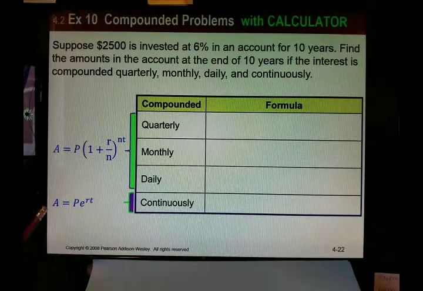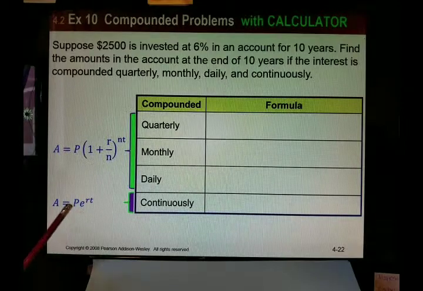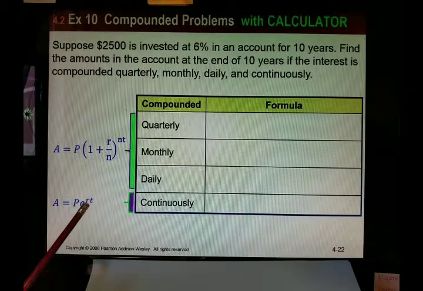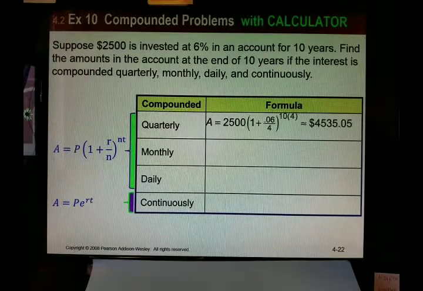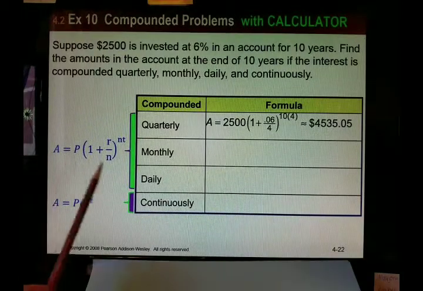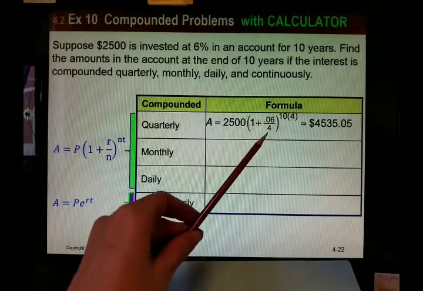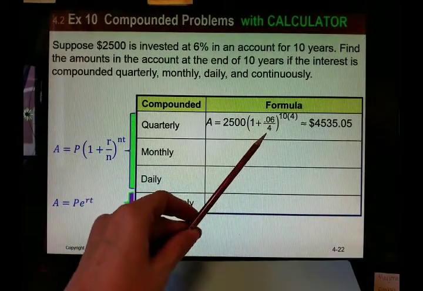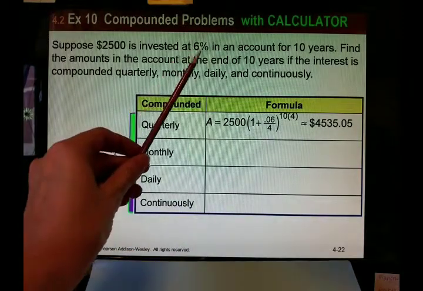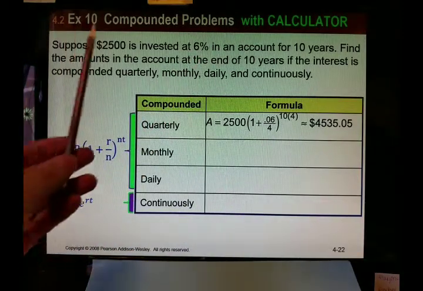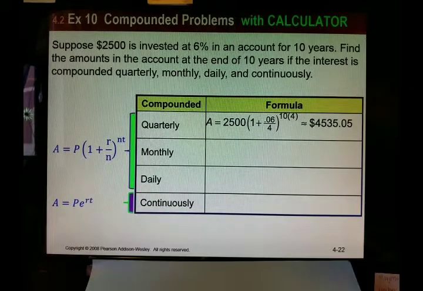Continuously, we will always use the formula A equals P e^(rt). That is the principal times e raised to the r times t, where r is the interest rate and t is the time in years. So quarterly would mean that it's been compounded 4 times a year. So notice there's a 4 here for the quarterly. All of these are for 10 years, so all of the t's will be 10 years. The interest rate for every one of them was 6%, so 0.06. The principal amount invested for all of them was $2,500.